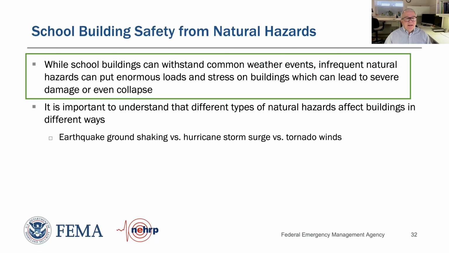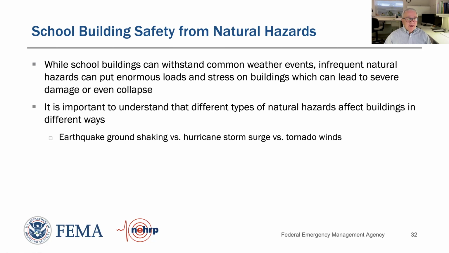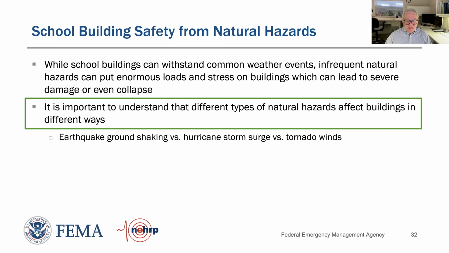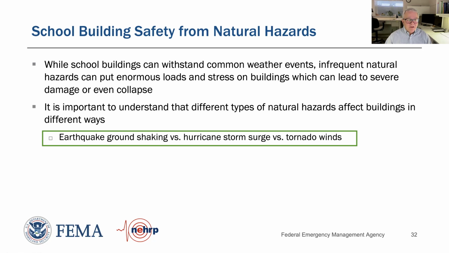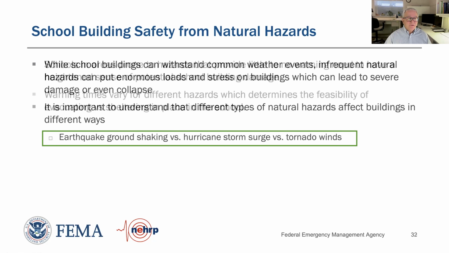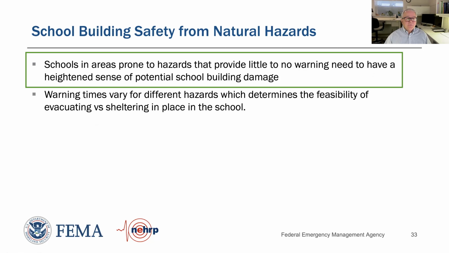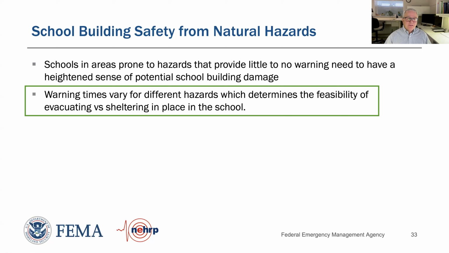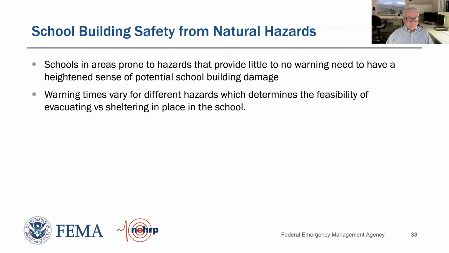So while school buildings can generally withstand common weather events, infrequent natural hazards put an enormous stress or loads on these buildings and can lead to severe damage or even collapse. It's important to understand the different types of natural hazards that affect buildings in different ways. For instance, ground shaking versus a hurricane storm surge versus tornado winds. Schools in areas prone to hazards that provide little or no warning need to have a heightened sense of potential school damage. Warning times vary for different hazards, which determine the feasibility of evacuating versus sheltering in place.